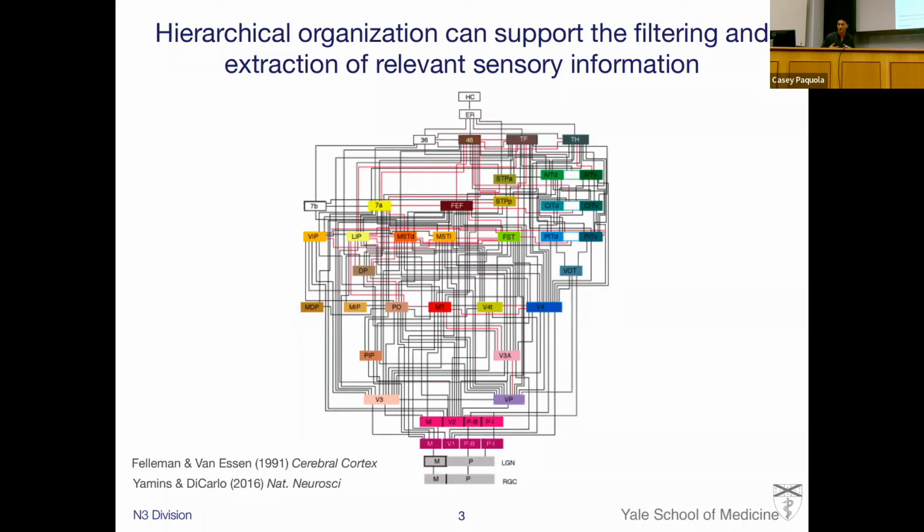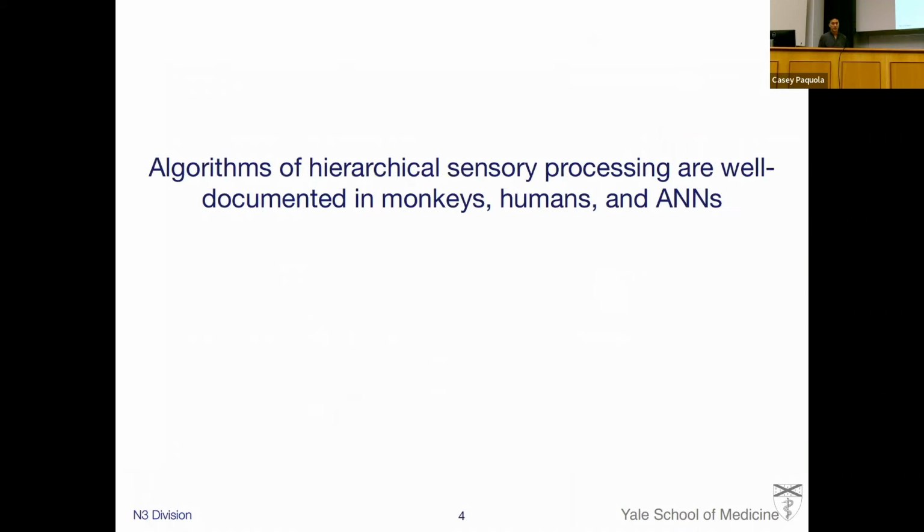Right, so you might have visual input projected onto the retina, and then at higher order areas, like V4 and MT, you might see object representations, and then in higher order cortex, you might have higher order representations that might mix with context. Right, and so in general, what we can say about this is that the algorithms of hierarchical sensory processing are fairly well documented in monkeys, humans, and also in artificial neural networks.